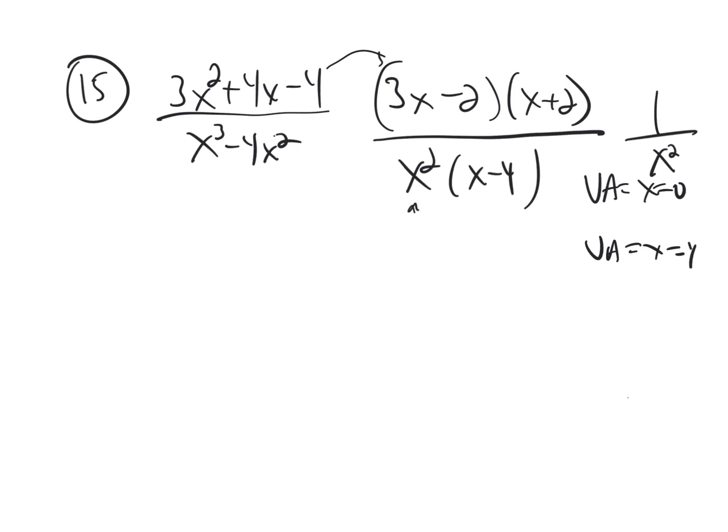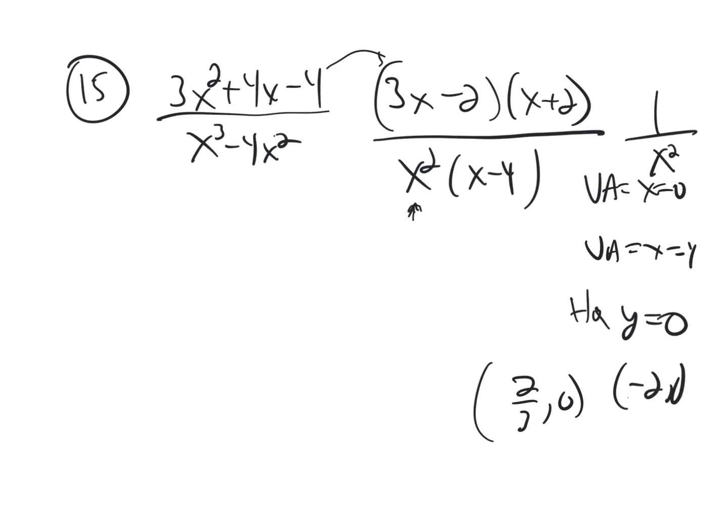Let's see. I know that it's a bottom heavy function, right? Because it's x squared over x cubed, so that tells me the HA is the x-axis. And then the y-intercept is, let's see. Well, I know there's a vertical asymptote at x equals 0, so there's no y-intercept. And then we get two x-intercepts, don't we? So I know it's going to cross the x-axis at 2/3, and it's going to cross it at -2.